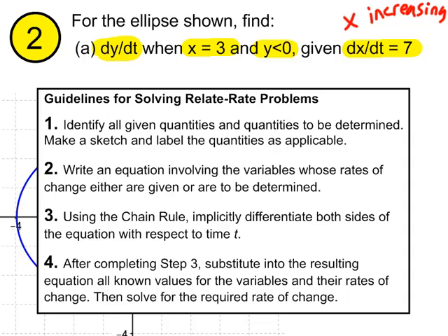Step 2 now, write an equation involving the variables whose rates of change either are given or are to be determined. So let's see what they mean by that. The variables whose rates of change are given, here's the variable whose rate of change was given, x, and the rate of change to be determined. Here's the other rate of change with variable y. So what step 2 is telling us is that we need an equation, and it's not a calculus equation, it's just a geometry equation or some type of more elementary math equation that relates x and y.